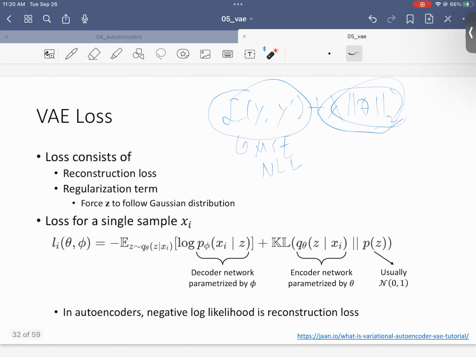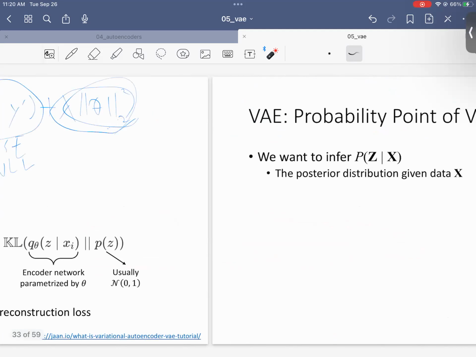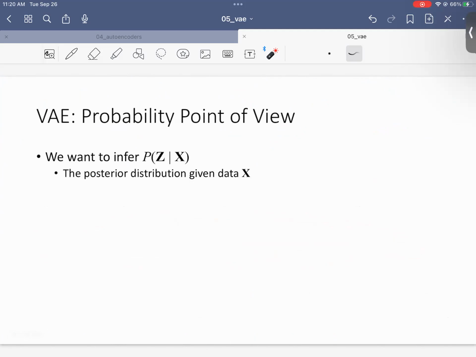So this is purely based on the loss perspective, but if you interpret this from a probability perspective, we get a very nice understanding of what VAE is actually doing. So we go back to inferring the posterior distribution. So we have an autoencoder, and this is the decoder part. Let's assume that what we want to do is like this. So this is X, this is Z, this is X prime.